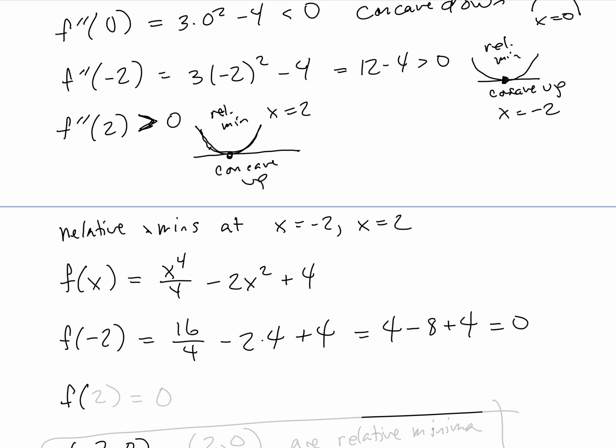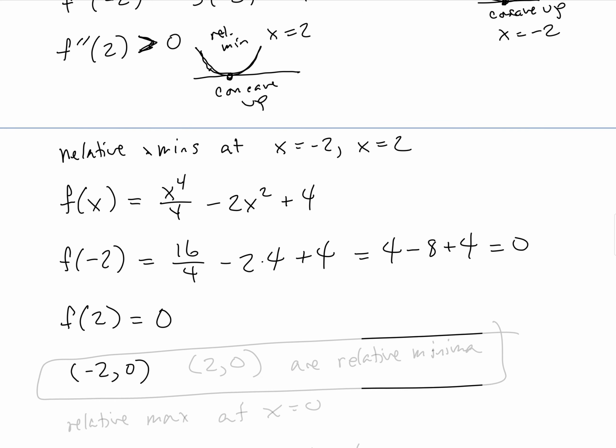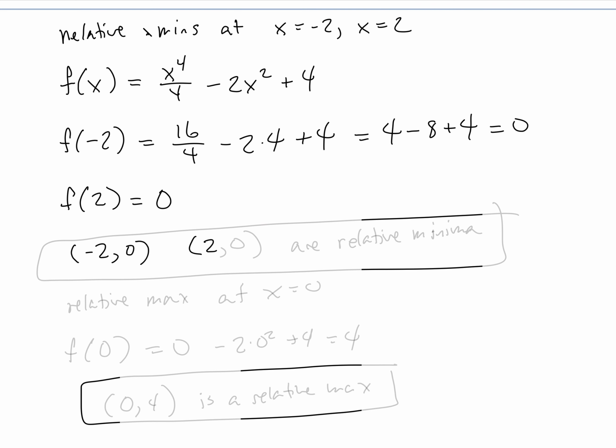And another relative min is f of 2. It looks like that's going to give us the exact same thing because this is an even function. All the x's are either squared or to the 4th power, so f of a negative value is the same as f of a positive value. So f of 2 is also 0. So negative 2 comma 0 and positive 2 comma 0 are the relative minima of this function because we were concave up at those 2 points.